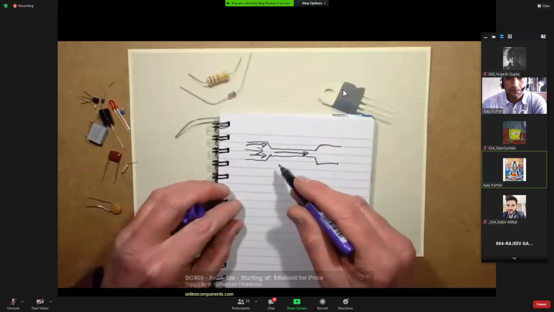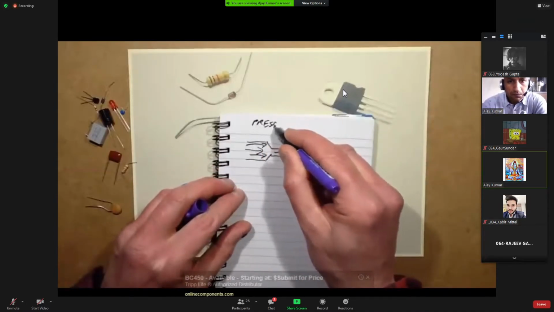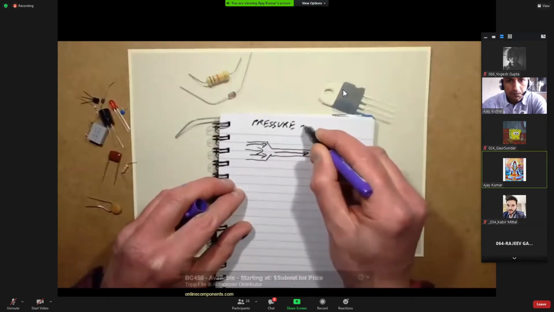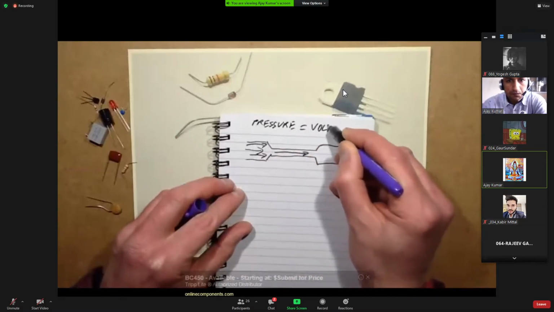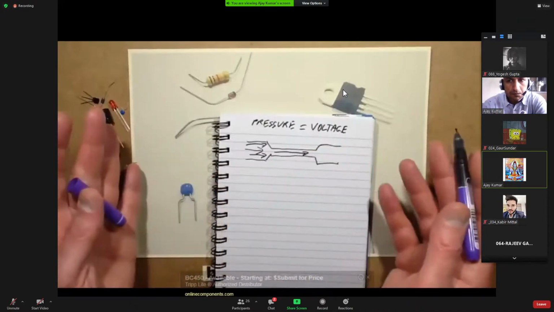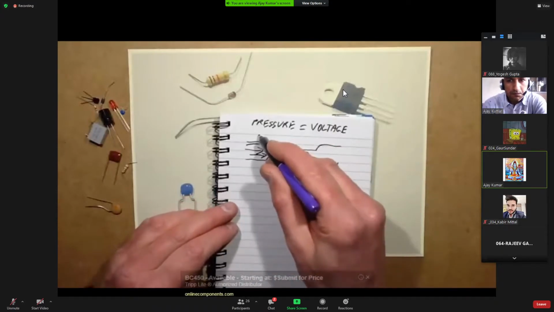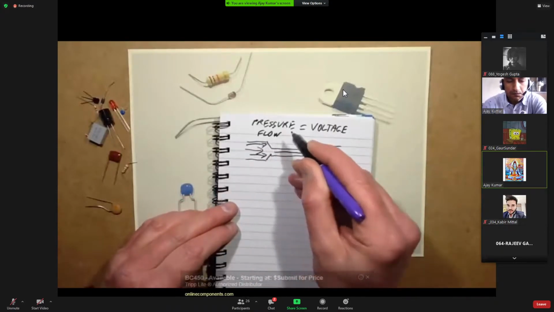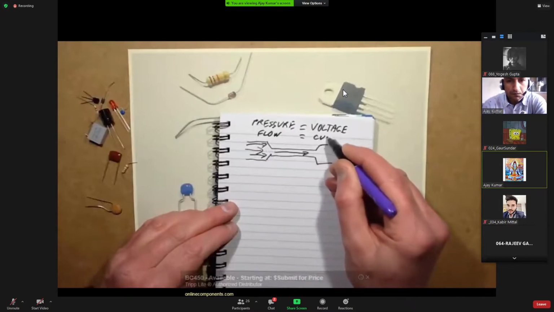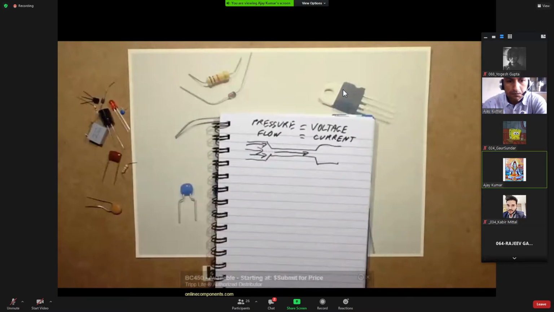And in this case, with the water analogy, the pressure of the water equals the voltage. It's quite interesting that the Chinese sometimes refer to the voltage as pressure, and that's exactly what it is. And the flow of the water equals the current. So the higher the flow, the higher the current.